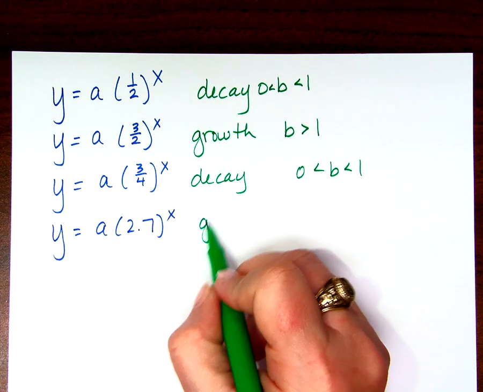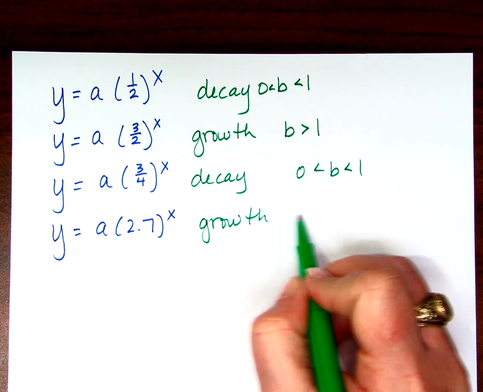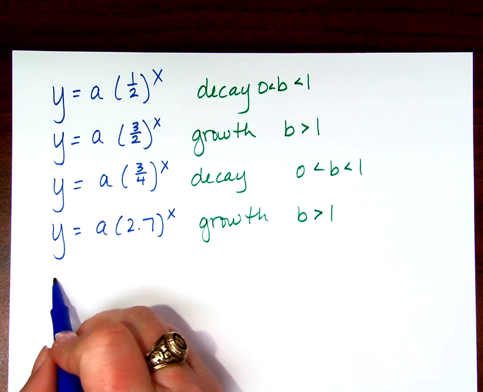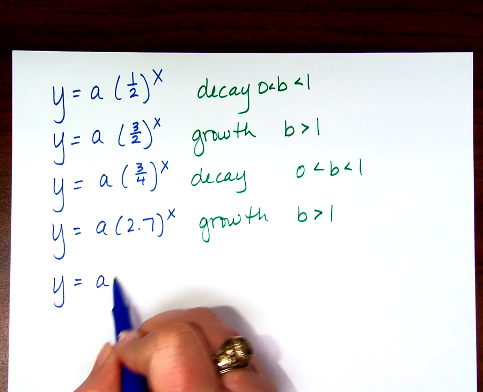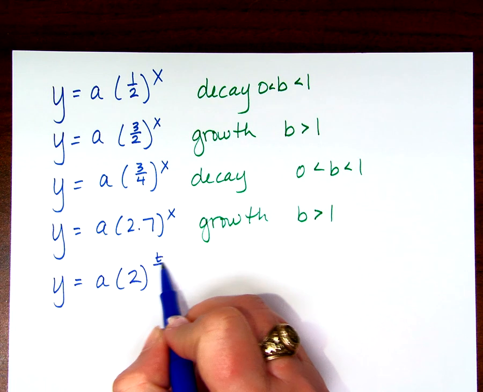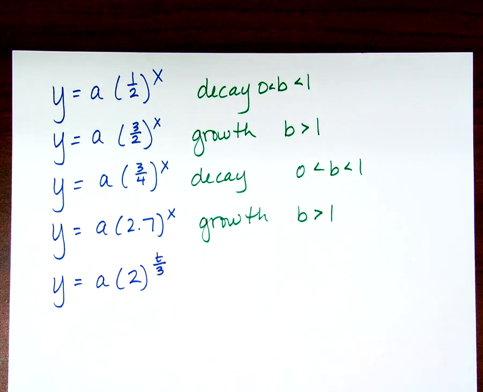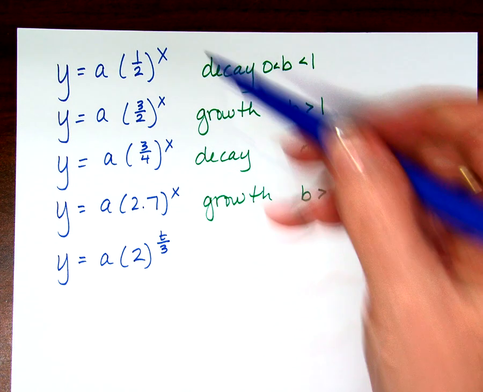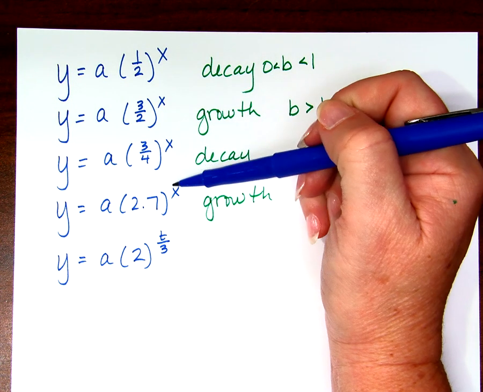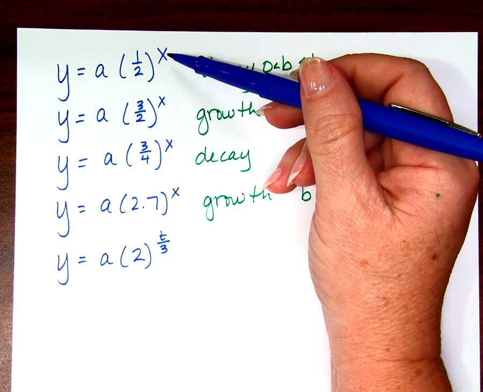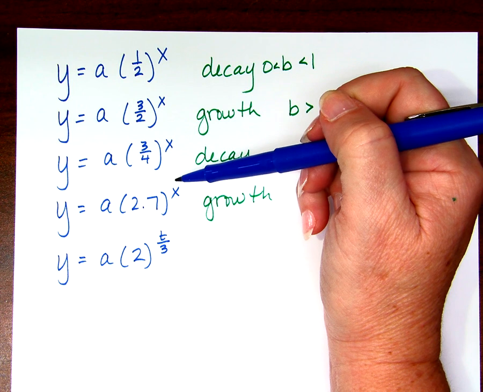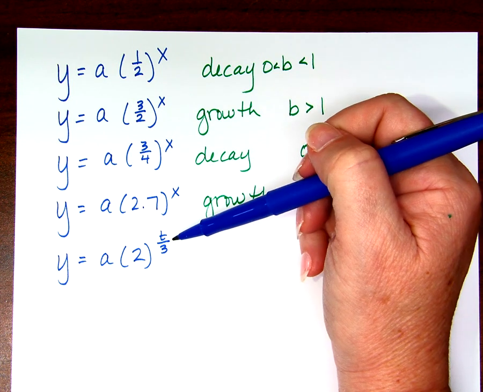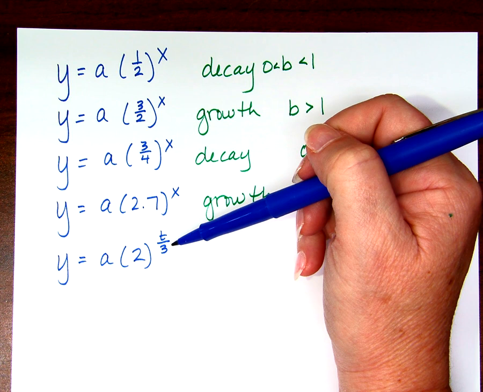Growth, because B is greater than 1. Okay? All right, what about this one? Uh-oh. Right? What's true about all these first examples that I showed you? It's just x. X is isolated in the exponent, right? So can I just tell growth or decay right now?